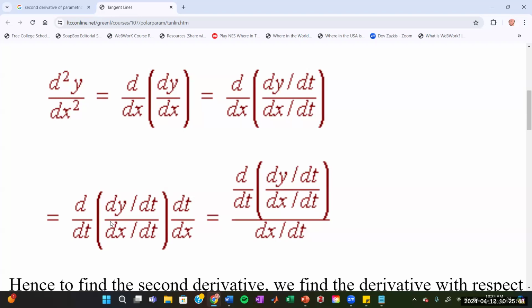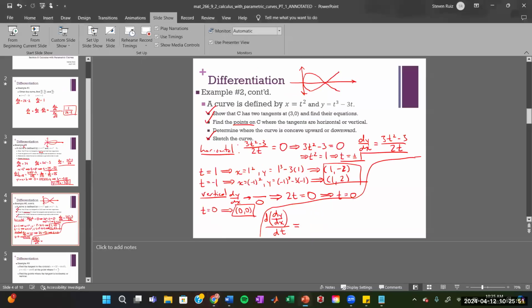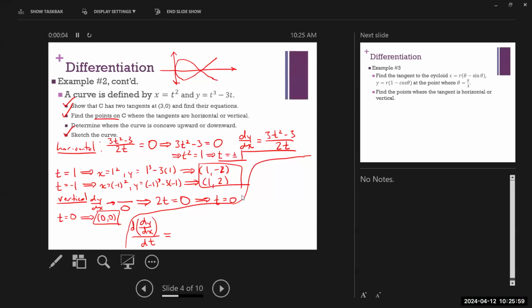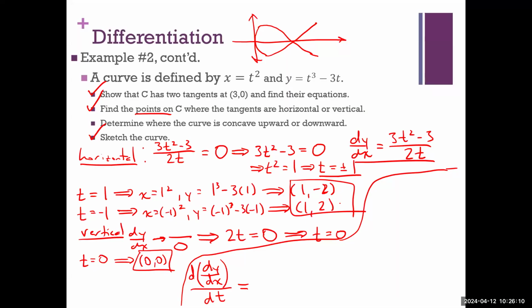Okay. So let's go back. Are you finding the second derivative of each function and then? Basically, like the chain rule working from the outside in. So the first thing we're going to do is take the derivative of dy dx with respect to t.